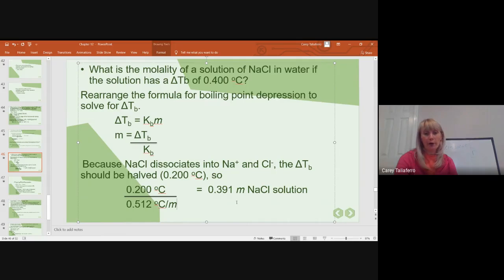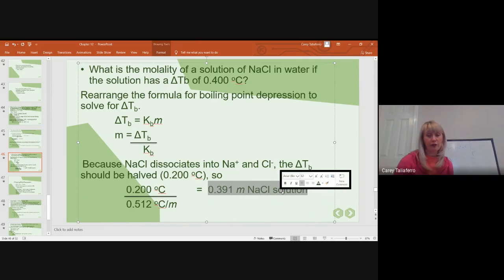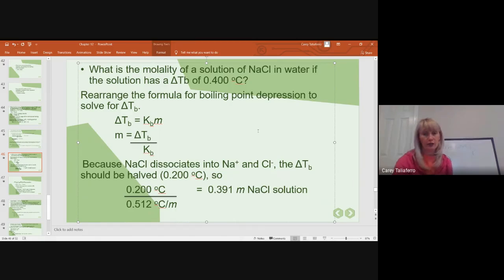Now, another type of problem that you could do from this is you could take this one step further, and you could say, okay, well, I've got a 0.391 molal solution. Then you could be asked to figure out, if you're given slightly more information, the number of grams that you dissolved. We can't really know all of that here because we don't know how much solution is in there.